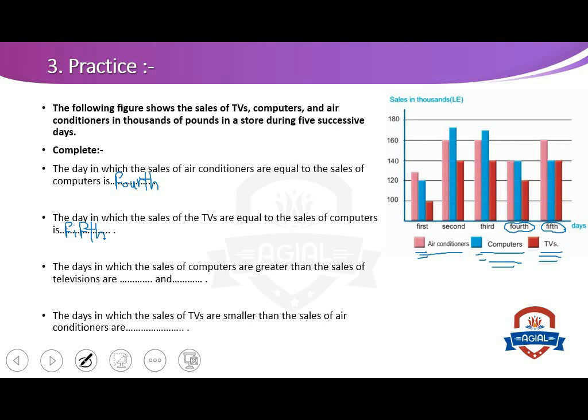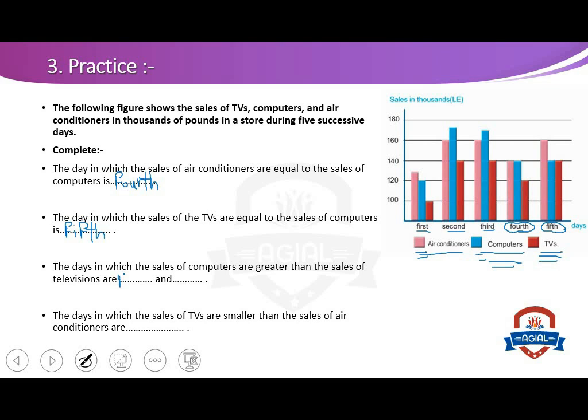And if you look at the third sentence, we have the days in which the sales of computers are greater than the sales of televisions. So we have to look at this bar graph to determine in which days the computers are greater than the sales of televisions. Computers is colored with blue and televisions colored with red. And blue is greater than red in the 1st and the 2nd and the 3rd and the 4th day. So we have 4 days.